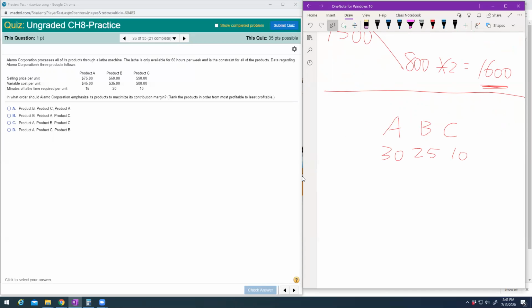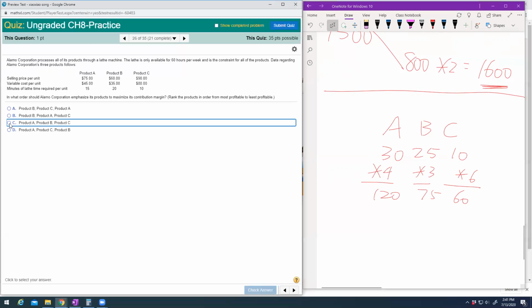You need 15 minutes to produce the first one, so for 1 machine hour you produce 4 units. The second takes 20 minutes, so for 1 machine hour you produce 3. The third takes 10 minutes, so 1 machine hour gives 6. Now you multiply: 120, 75, and 60. So we should still focus on A, B, C. That's our order.